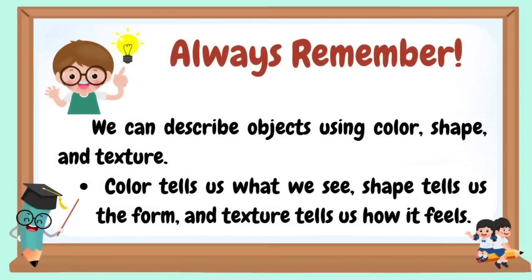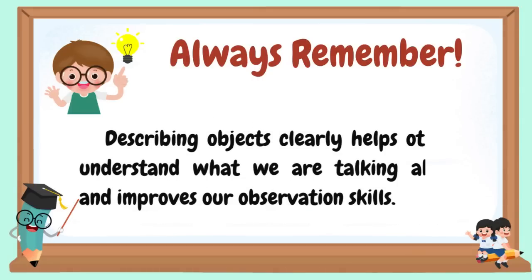Always remember, we can describe objects using color, shape, and texture. Color tells us what we see, shape tells us the form, and texture tells us how it feels. Describing objects clearly helps others understand what we are talking about and improves our observation skills.